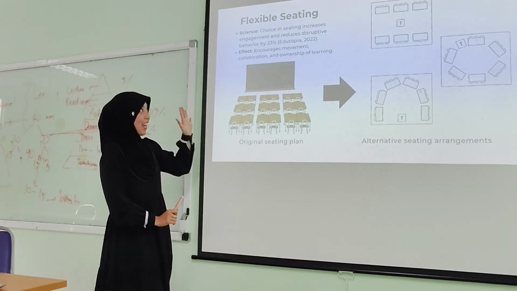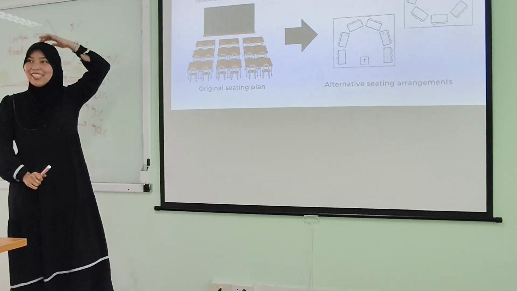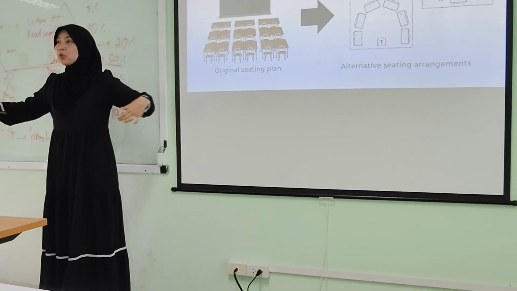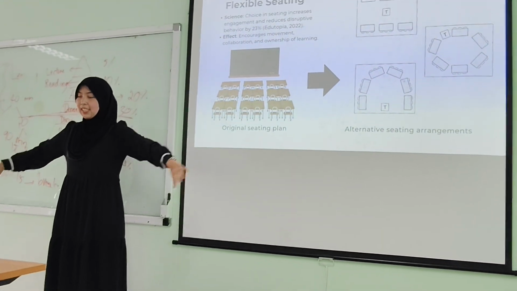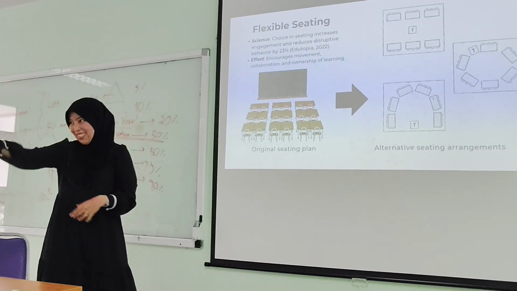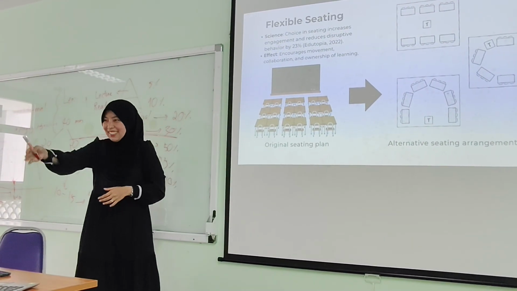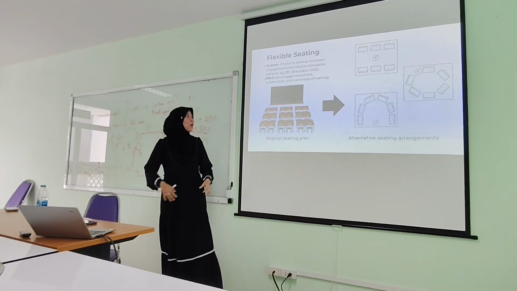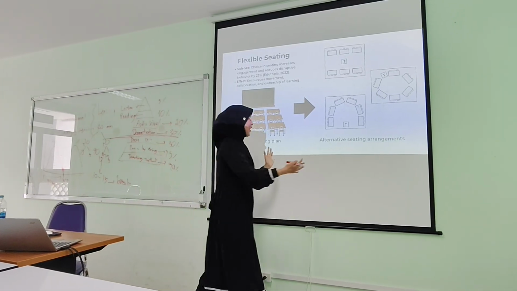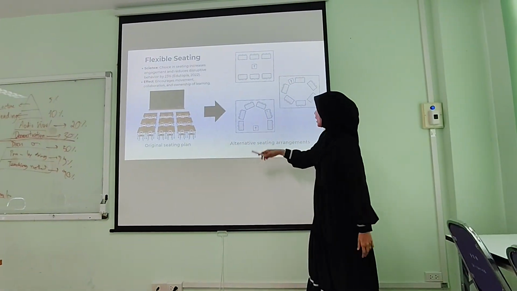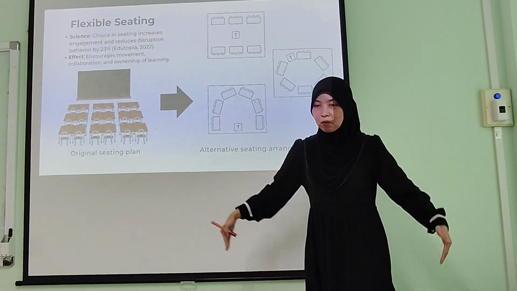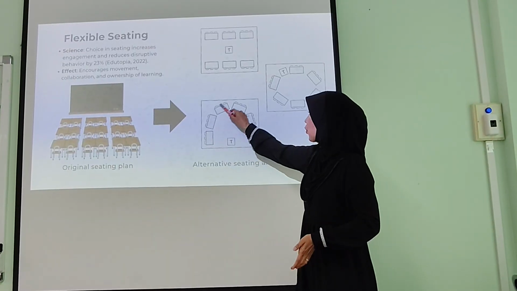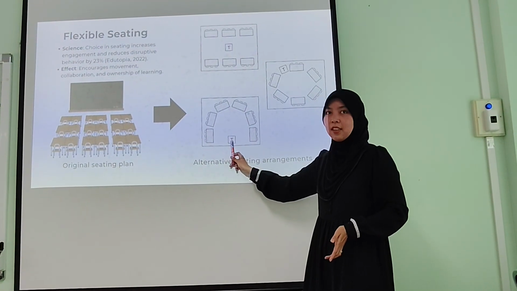Last one. This is the last one. Flexible seating. As I said before, right? Traditional schools, they sit in straight rows, like this. So we might change a little bit. Change to flexible seating. Maybe teachers sit this way, students straight like this and teachers sit here.